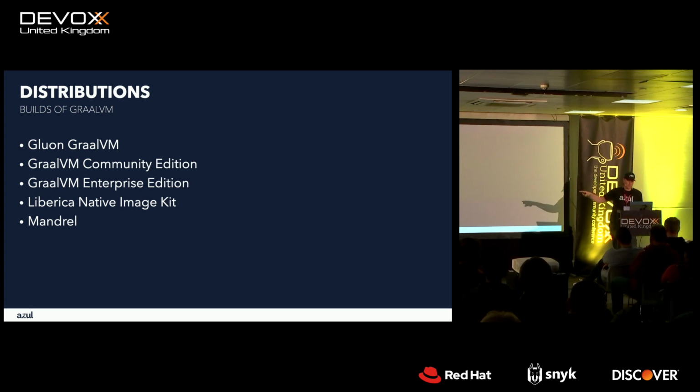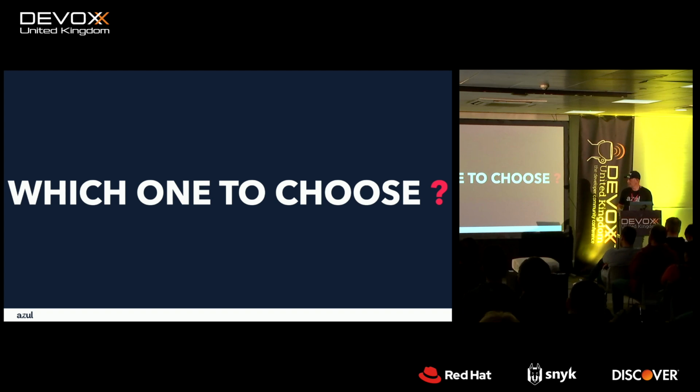That was the main starting point way back in the past. It's open source, the community edition, and then there's something like Gluon on GraalVM, which uses that. They add some stuff for doing it on mobile. Then we have the Liberica Native Image Kit, which is from BellSoft, and Mandrel, which is the Red Hat build of GraalVM. So this is not really OpenJDK, but I put it in the list because people use that, right? Okay. The question is which one to choose, right? What is the right JDK that I should use? Which is the right distribution to use?